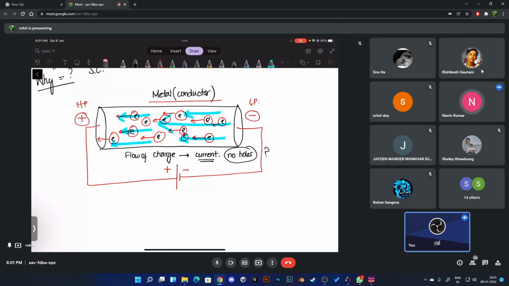Without breaking the bonds. Yes, you don't have to break the bonds, okay? In a metal, the bonds are metallic bonds, they call it, okay? You don't have to break the bonds, so you don't have any holes. But let's look at semiconductors now, okay?